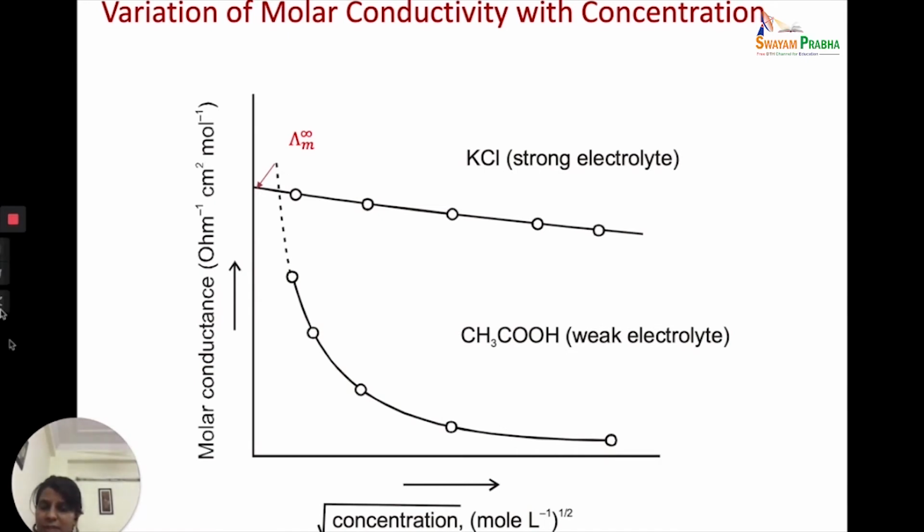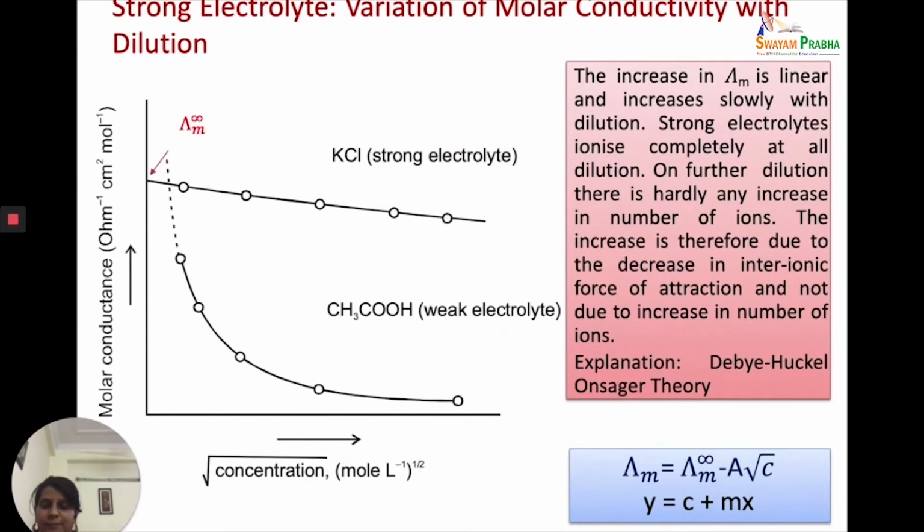So this graph, when Kohlrausch plotted it, he found very important conclusions from this. Let's see both of these graphs individually. So just to repeat, when we plot molar conductance versus root C for strong electrolyte, we get a linear graph which can be extrapolated to zero concentration to give you the value of molar conductivity at infinite dilution. This is the maximum value of molar conductivity and therefore called limiting molar conductivity.